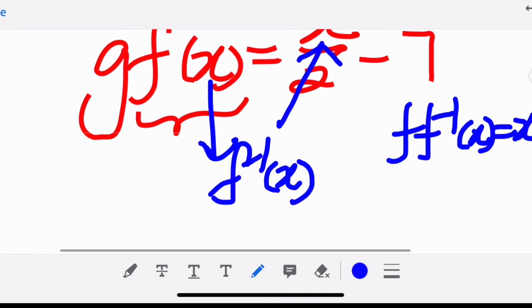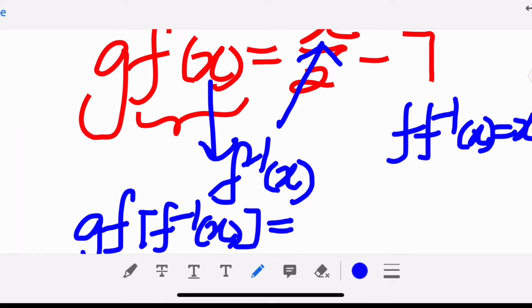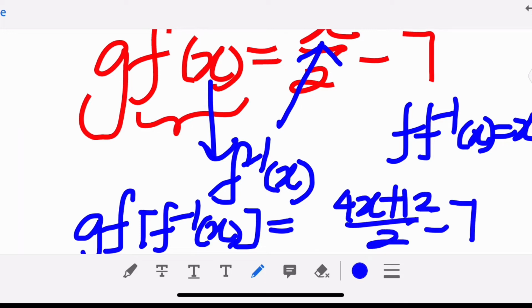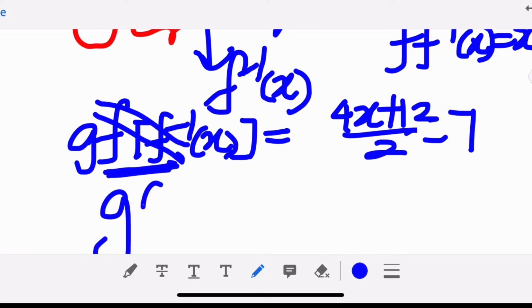So let's substitute now. So we have g(f(x)), and the f inverse we can write in symbol like that. Here we will write our inverse. Just now we have (4x plus 12) over 2 minus 7. Then this thing we can cut off like that, so the inverse and f cancel out. We just simplify, and it becomes g(x).